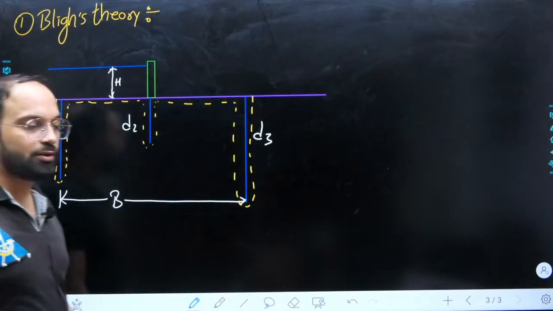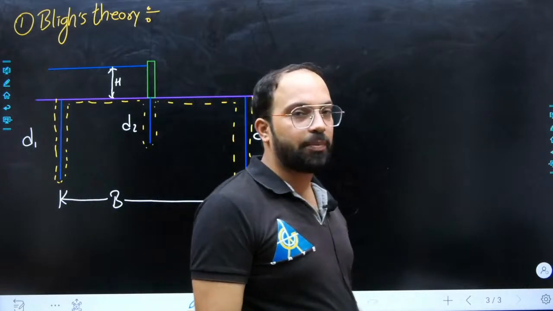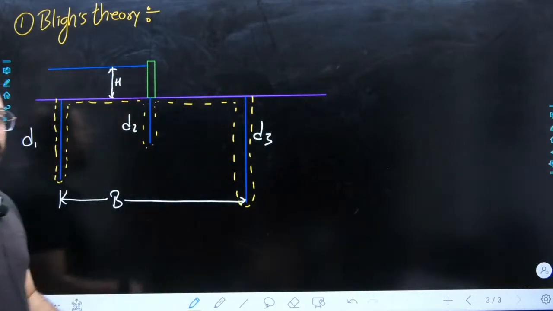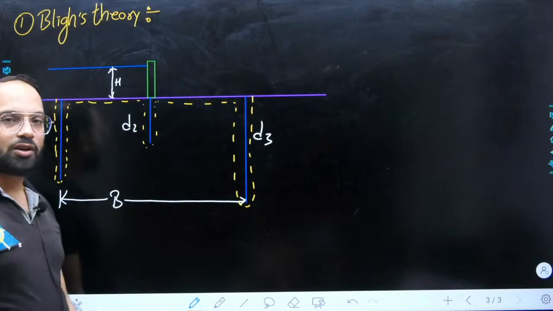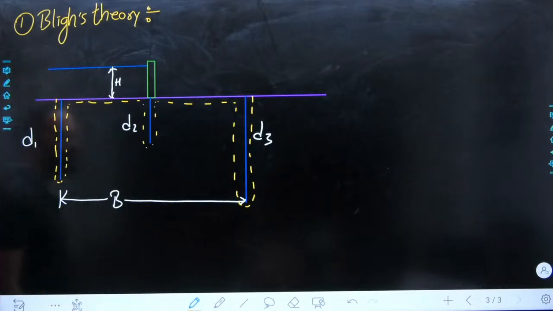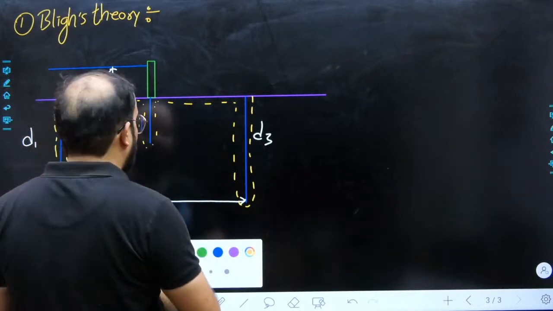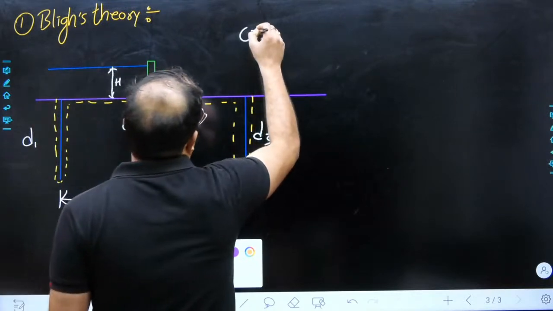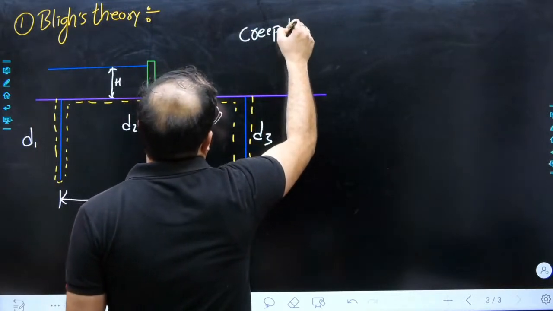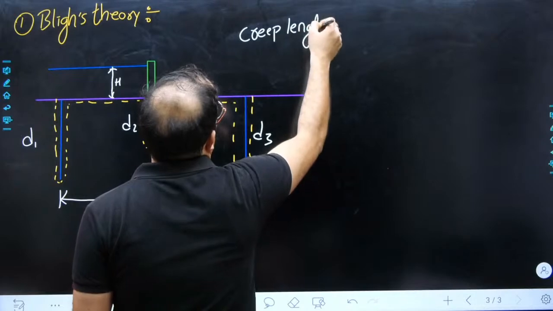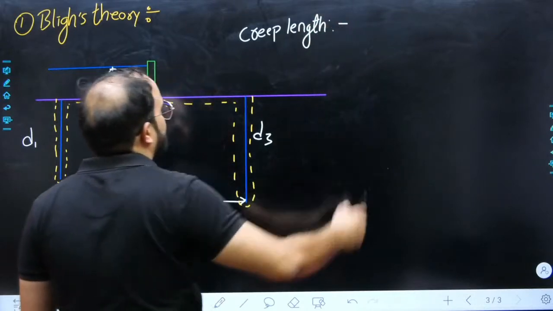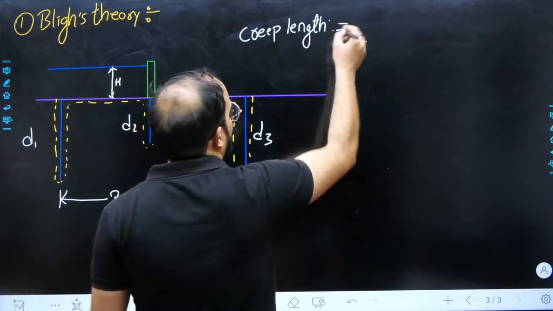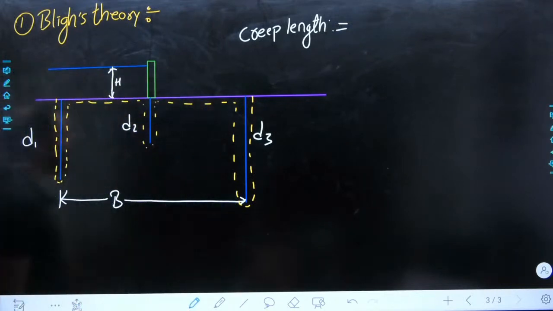Now water has to travel. These are called sheet piles. So here, how much distance does the water have to travel? This is known as creep length. Please write creep length. This is Blake's creep theory. The full name of Blake's theory is Blake's creep theory.